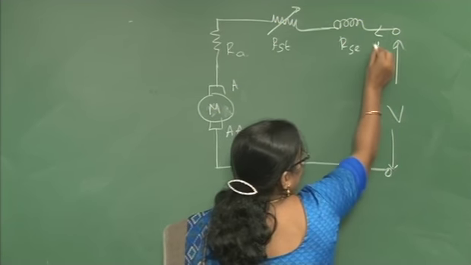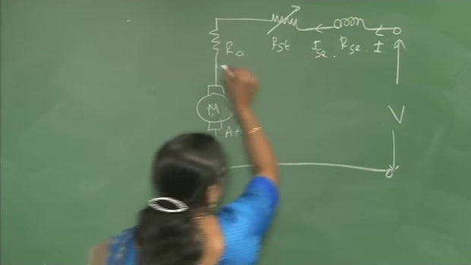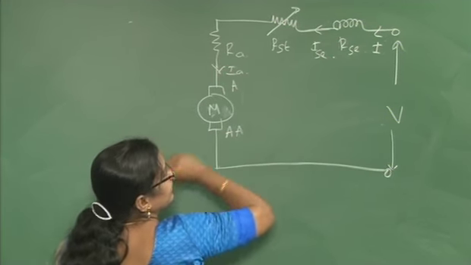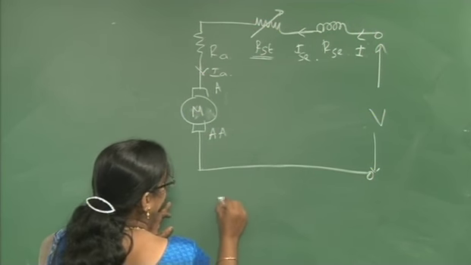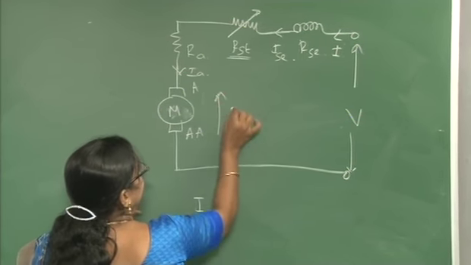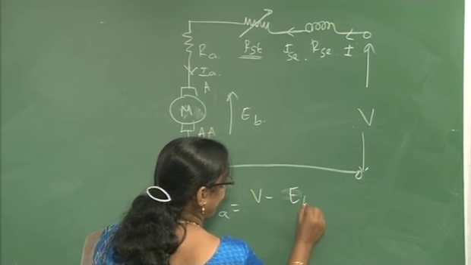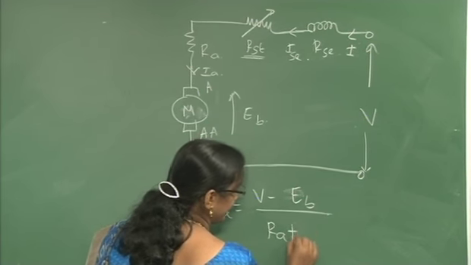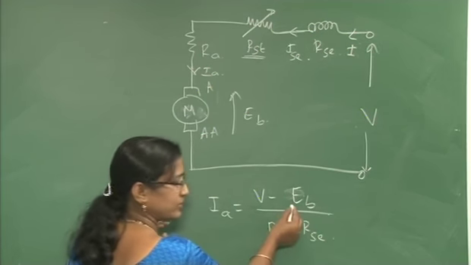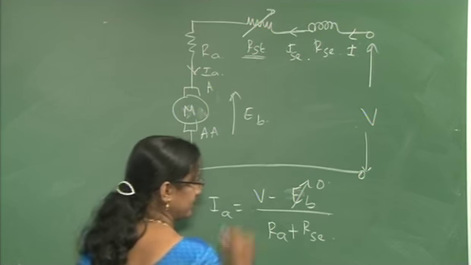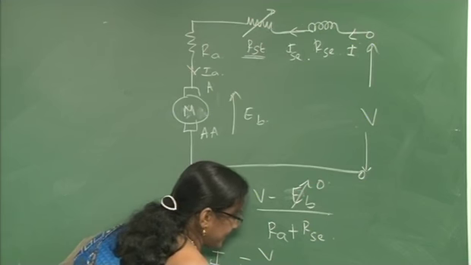When the supply is given, current I will be flowing in this, which is also equal to ISC, which is also equal to IA. What will happen if you are not considering this RST? What will be the current IA? Here the back EMF EB you consider, so it is V minus EB divided by RA plus RSC. At the starting point, we know that when the motor is starting, EB is equal to 0. What is the equation of IA now? IA is equal to V divided by RA plus RSC.